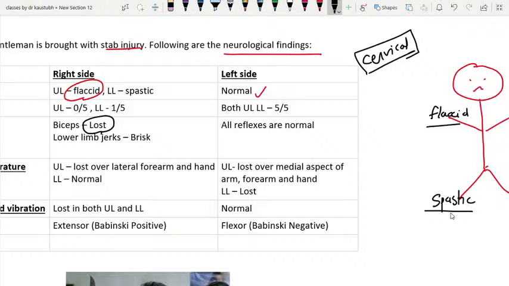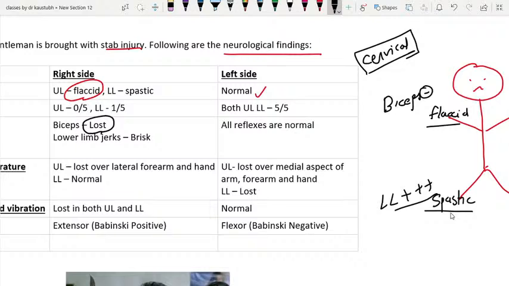Biceps reflex is lost on the right side. So biceps absent. Here lower limb reflexes are brisk. Again, I know that I am getting a right-sided cervical involvement. Why? Because again the same thing is reflecting.